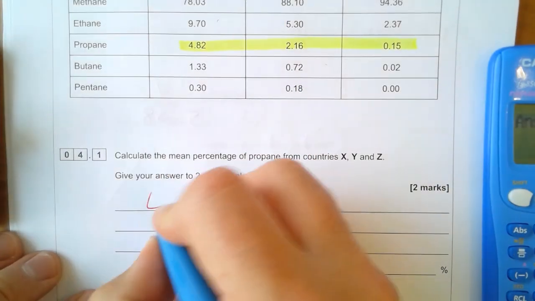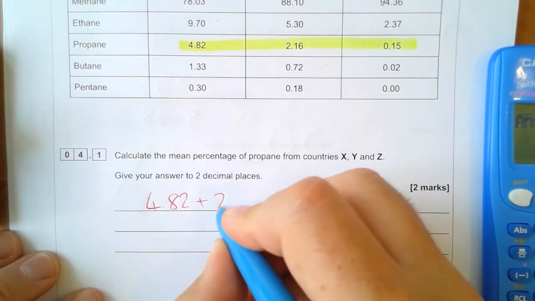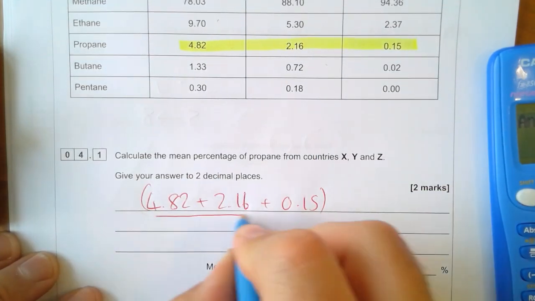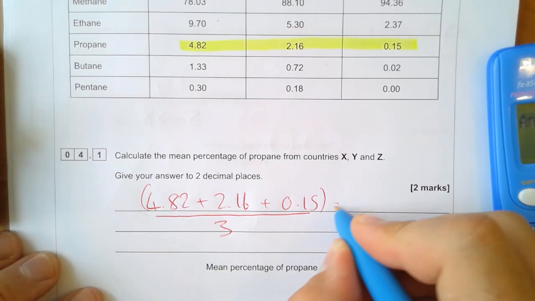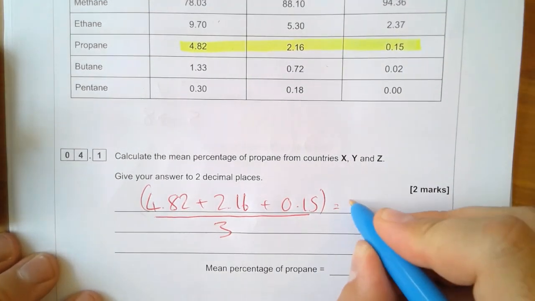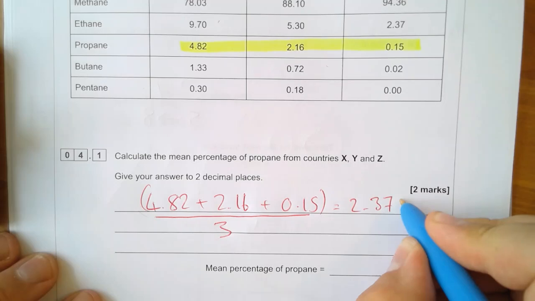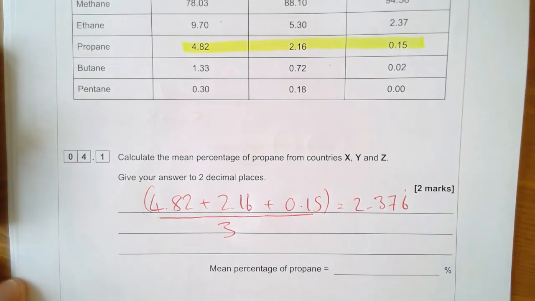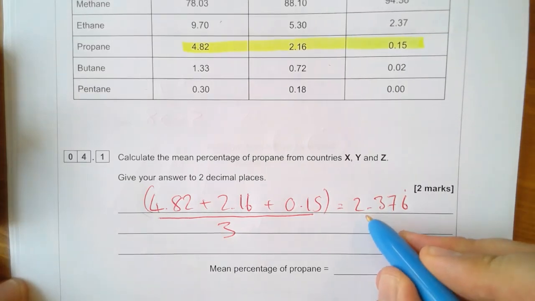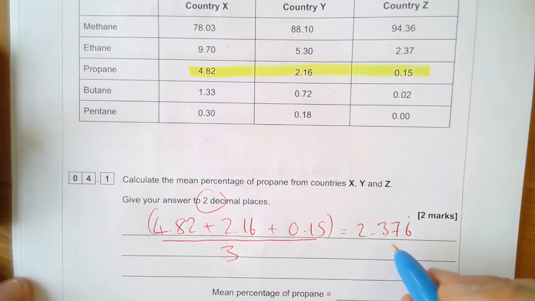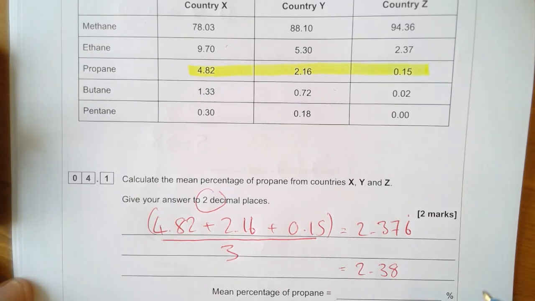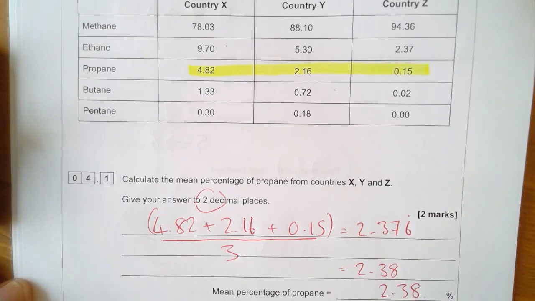So 4.82 plus 2.16 plus 0.15 all over 3, and that gave us 2.376 recurring, which just means it goes 66666. That's as long as you want. Then I would round it to 2 decimal places, so that's going to go to 2.38. That's 2.38. I'll write that in there.